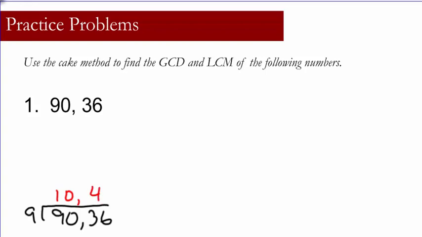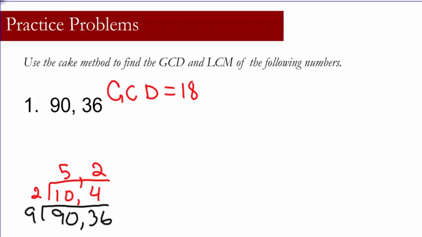Then I think to myself, well, what goes into 10 and 4? I know 2 does. 2 goes into 10 5 times. 2 goes into 4 twice. Is there any number besides 1 that will divide evenly into 5 and 2? No, there's not, so my greatest common divisor is 18. 9 times 2 is how I got that.